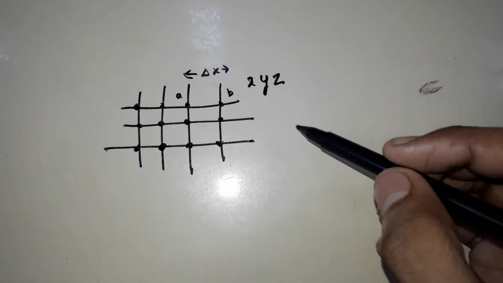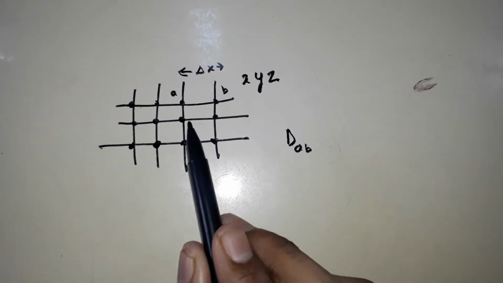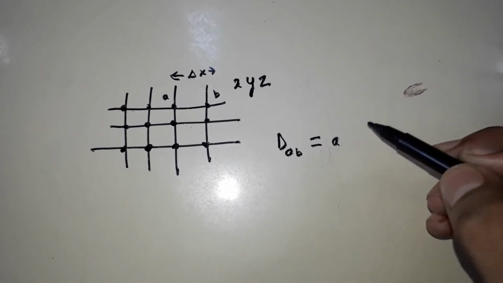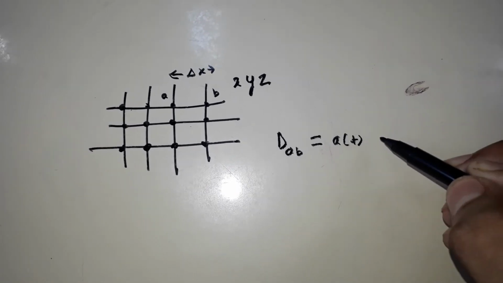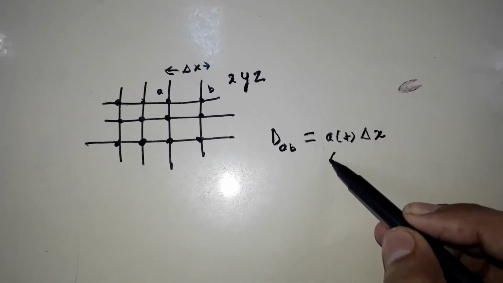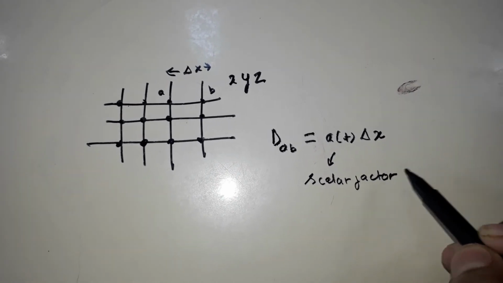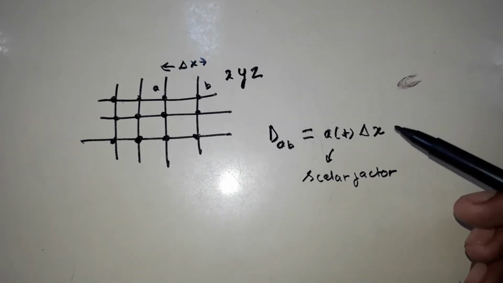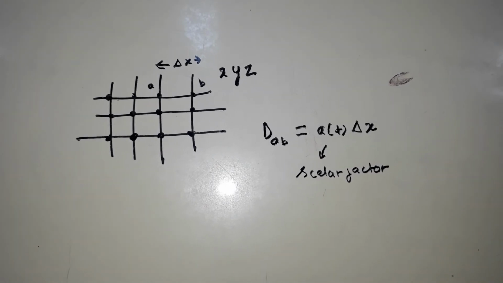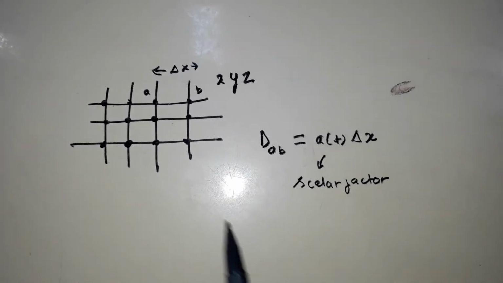So what we do is we define the distance d_AB between A and B as equal to A, which is a function of time, A of t, times delta x. So this A we call the scalar factor, and delta x is the coordinate distance between them. And this d_AB is the distance between the galaxies, which we are going to find out.